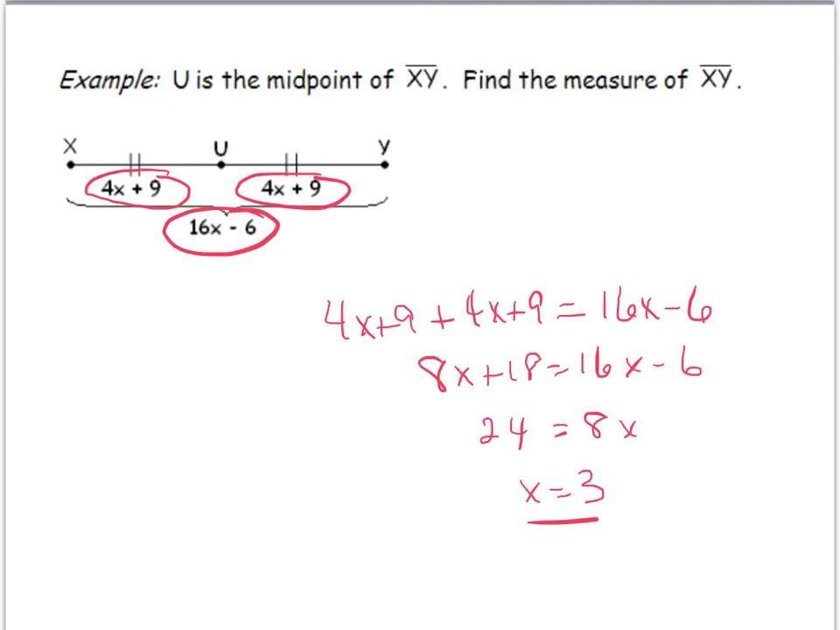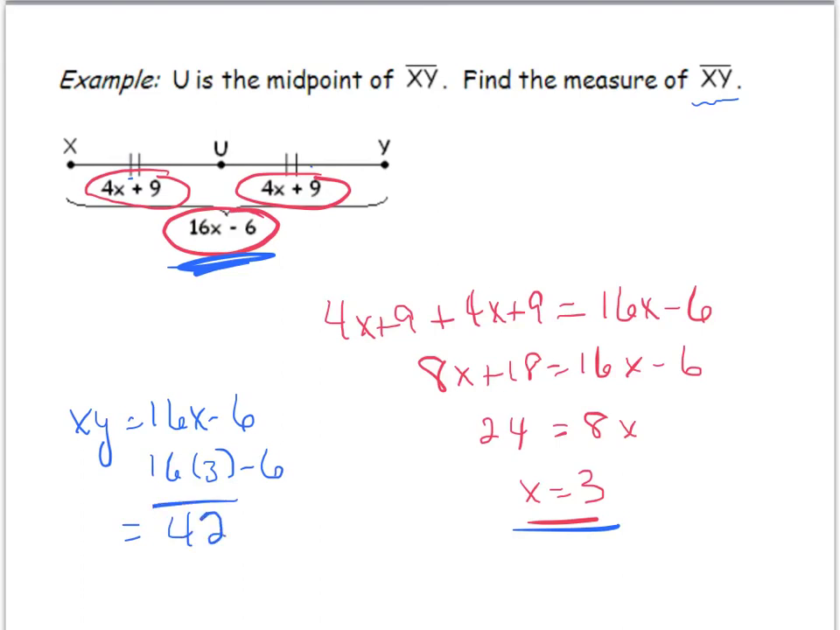All right, hopefully when you work this through, you got x is 3. So now we're looking for xy. So instead of plugging it into each part like we did last time, we actually have something that's indicating what xy is. It's 16x minus 6. So I can take this 3 and go ahead and plug it in there. So if xy is 16x minus 6, that's 16 times 3 minus 6, giving you a total length of 42.